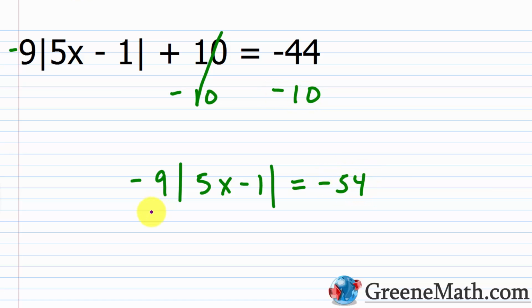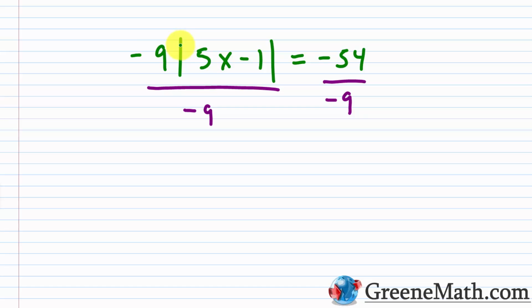Now if I divide both sides by -9, what's going to happen? Let's scroll down and get some room. Well, we see that this guy right here cancels with this guy. So I've isolated the absolute value of 5x minus 1. But now -54 over -9 is +6. So I would have a solution here. I would have to set 5x minus 1 equal to 6, and then 5x minus 1 equal to -6. So I would have that compound equation with OR, and I would get 2 solutions there.